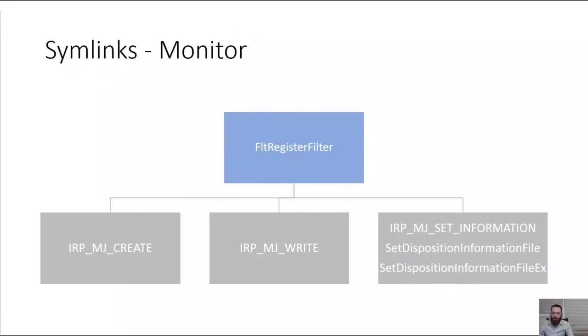The IRP_MJ_WRITE is being generated upon a write file operation. This is useful to understand if we want to exploit the arbitrary write type of vulnerabilities. Lastly, the IRP_MJ_SET_INFORMATION is useful in case we want to achieve arbitrary delete. We need to check the SetInformation class to know if its type is FileDispositionInformation or FileDispositionInformationEx, which indicates the file to be deleted.